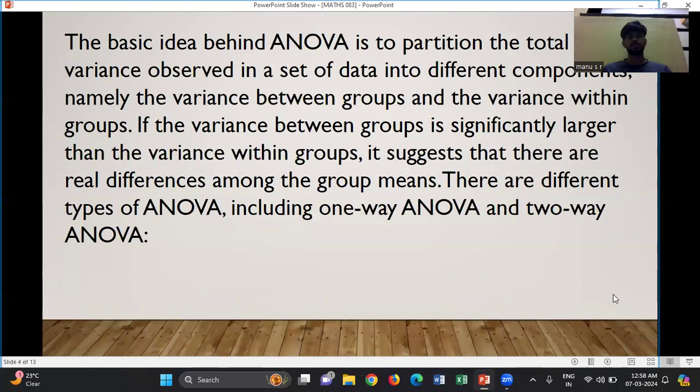The basic idea behind ANOVA is to partition the total variance observed in the set of data into two components, namely the variance between groups and the variance within groups. If the variance between groups is significantly larger than the variance within groups, it suggests that there are real differences among the group means. There are different types of ANOVA, including one-way ANOVA and two-way ANOVA.